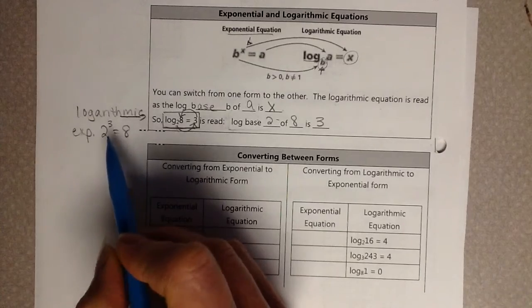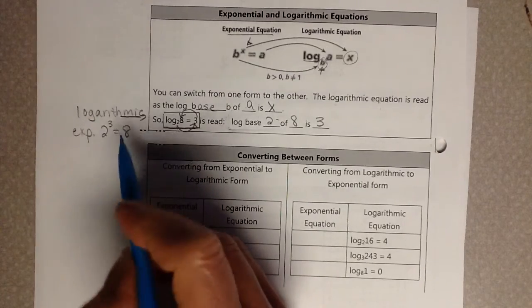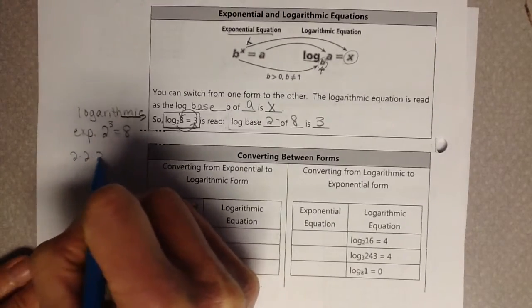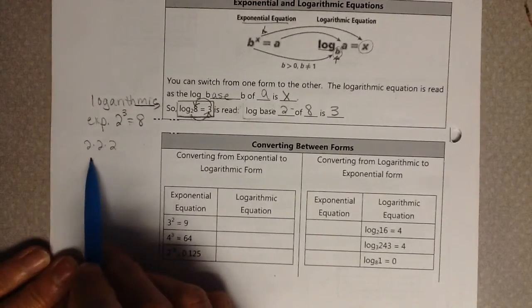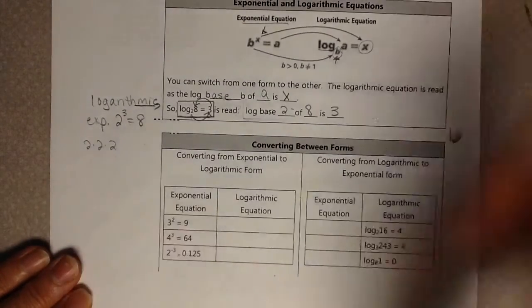Now, I always have people think that this is 2 times 3, which is 6, but this actually means take 2 and multiply it by itself 3 times. So 2 times 2 is 4, times 2 is 8.